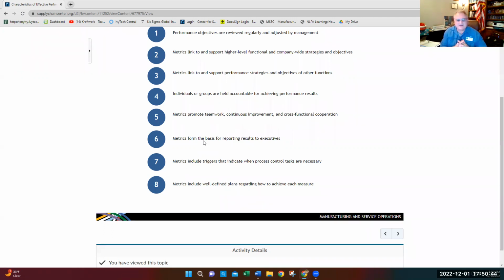Then we've got metrics. Metrics include triggers that indicate when process controls tasks are necessary. And so whether you know it or not, we're in week 6. And on the first week, I had to send up a report saying who didn't show up for class. So that's a no-show. That's our first trigger, is to find out, okay, who didn't show up for the class that they signed up for.